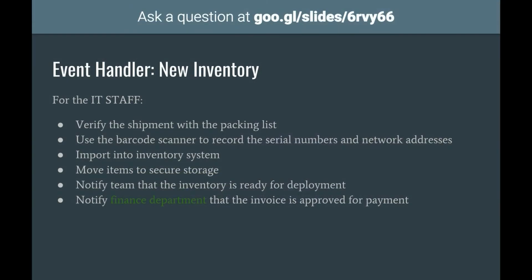That's good. So here's an event handler, a rough idea of things that would happen. New inventory arrives, and you say, hey, this group of things to do is for the IT staff. Make sure that the vendor actually shipped what they said they were going to ship. That would be fantastic. Make sure it's in the right quantity. Check things off. If you've got a barcode scanner and you're scanning barcodes to record things that are on the boxes, make sure you grab that.